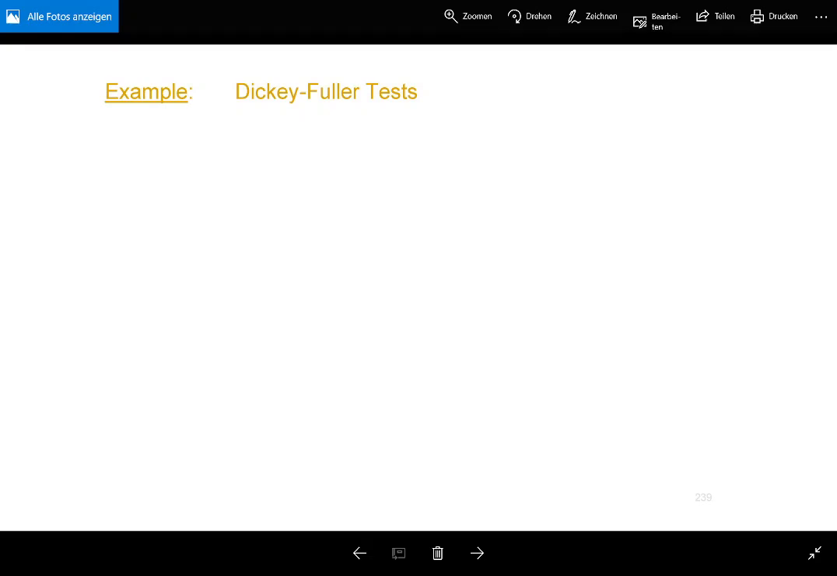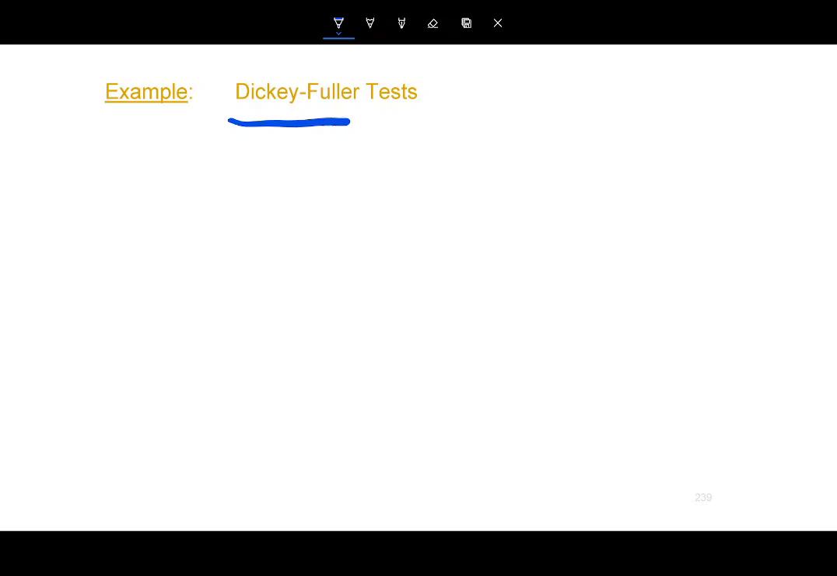Now, in order to distinguish between those, there is testing stationarity. The Dickey-Fuller test is one of them. The tests involved are usually called the augmented version, so the ADF test. If you Google it, ADF test, that's the term.